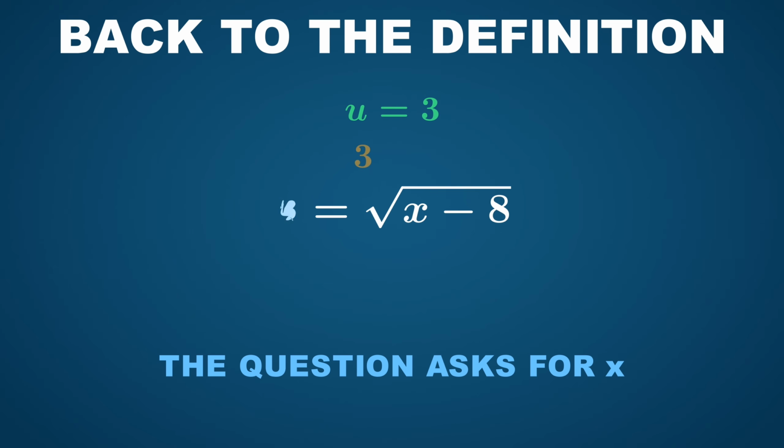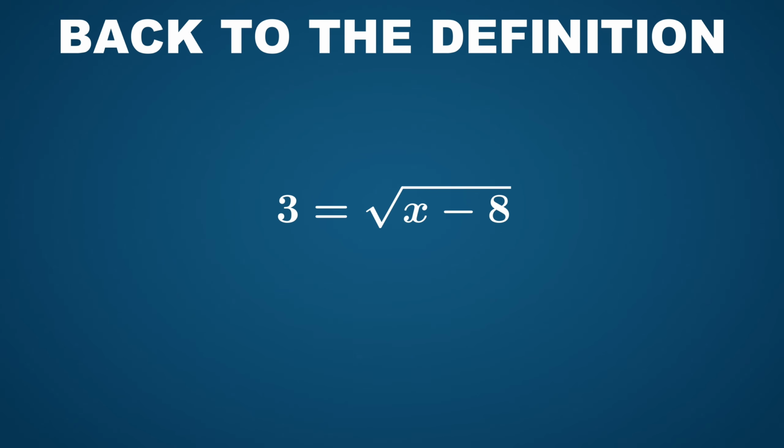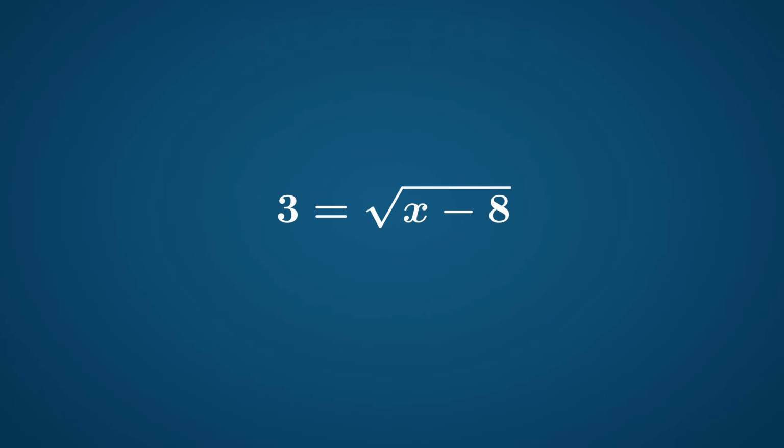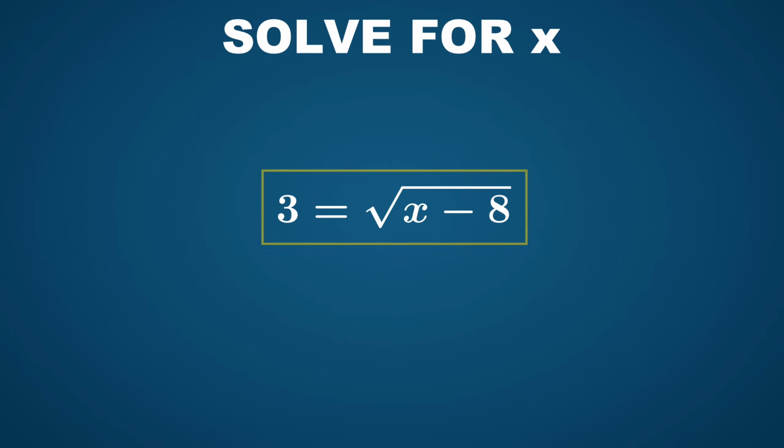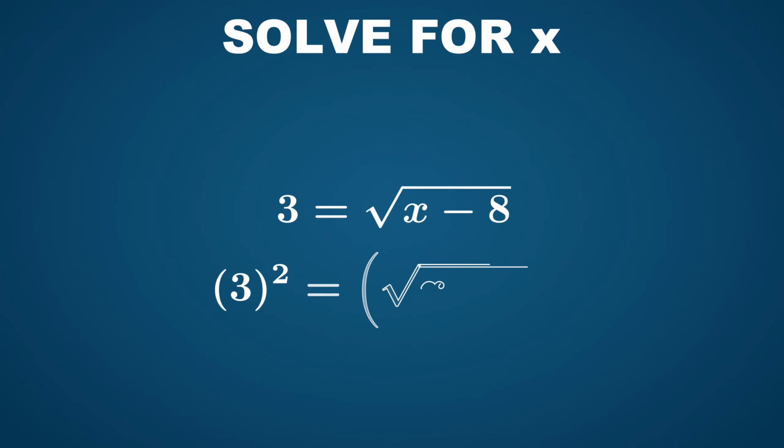We will substitute the number 3 back into our original defining equation for u. This substitution yields the new equation 3 equals the square root of x minus 8. We must solve this newly formed equation to uncover the final value of the variable x. To isolate the variable x, we must eliminate the square root symbol from the right side. Once again, we use the standard mathematical technique of squaring both sides entirely.